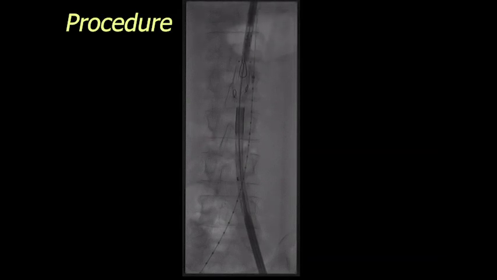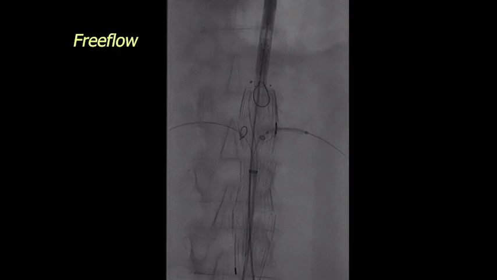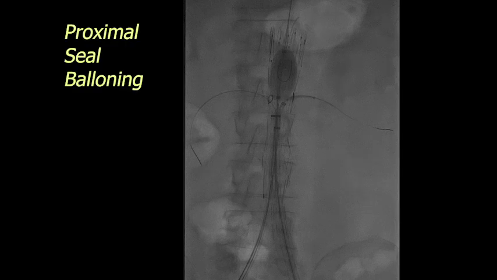You can see the graft being deployed here. We use the intravascular ultrasound to mark the location of our target vessels. Each vessel is then cannulated, and we like to leave a sheath and a stent in place for one of the renal fenestrations to ensure that there is no migration of the device.